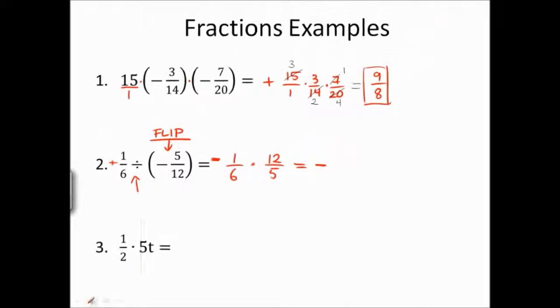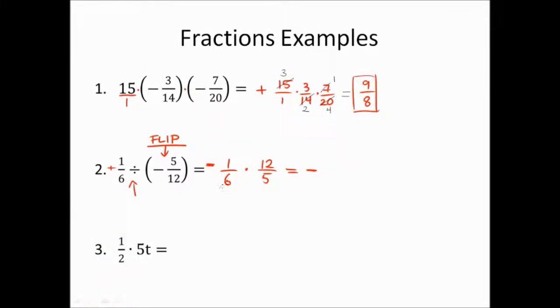So let's look at if we can simplify anything. 6 and 12 both divide by 6, leaves us with 1 and 2. Therefore, we've got 1 times 2 and 1 times 5.